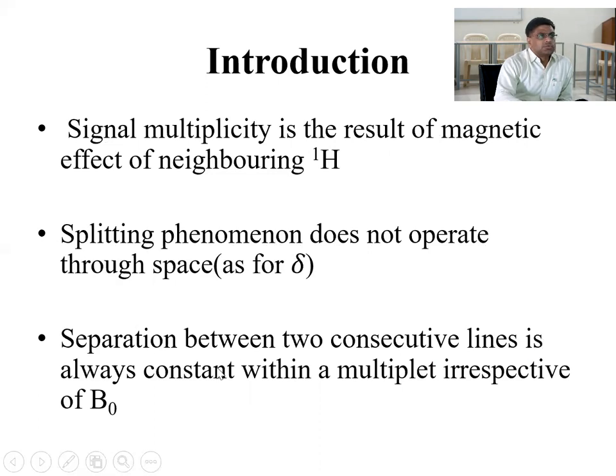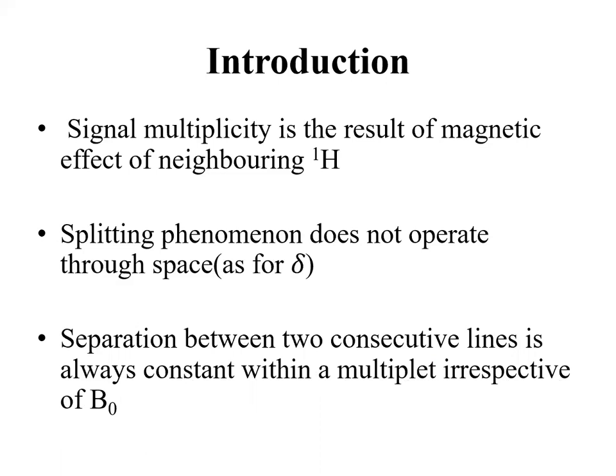Separation between two consecutive lines is always constant within a multiplet, irrespective of B0. Here B0 is the strength of applied or external magnetic field. It means in a multiplet, the distance or separation between two consecutive lines will always be constant, irrespective of the strength of external magnetic field. When we change the strength of external magnetic field, there will be no change in the J value.